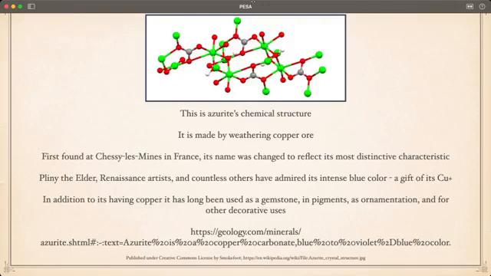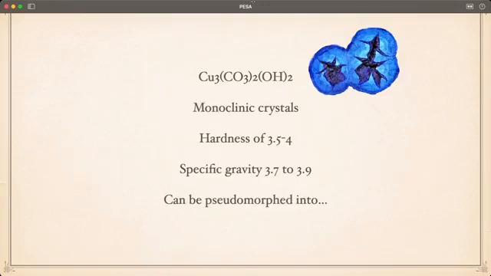Now, in addition to the aforementioned copper, it's long been used as a gemstone, in pigments, as ornamentation, and for other decorative uses. And then right down below is a site on it that was actually pretty cute, so if you want to, go ahead and look at it. Now, right over there, some specs about azurite.